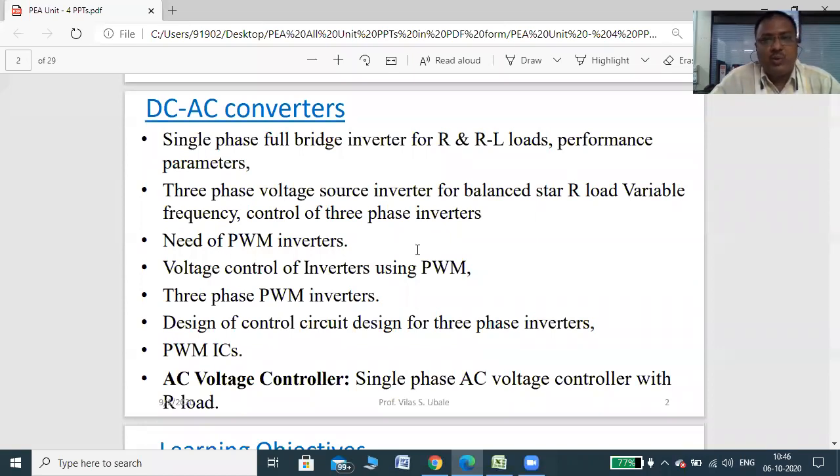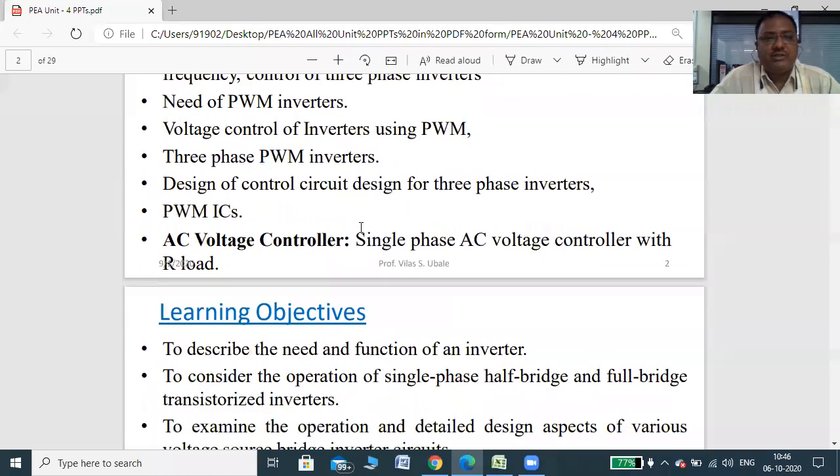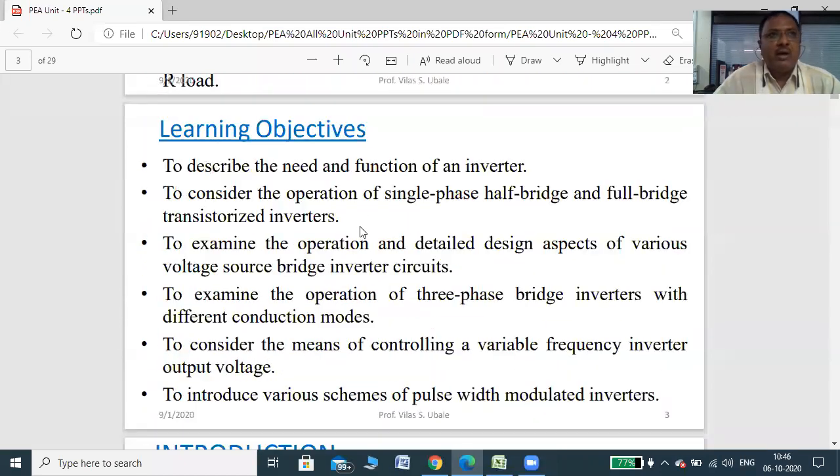So already you know why the inverters are used in industry. As we know, for home application, we use inverters for emergency purpose. If your mains fail, then we use the inverter supply so that your home appliances will work properly.